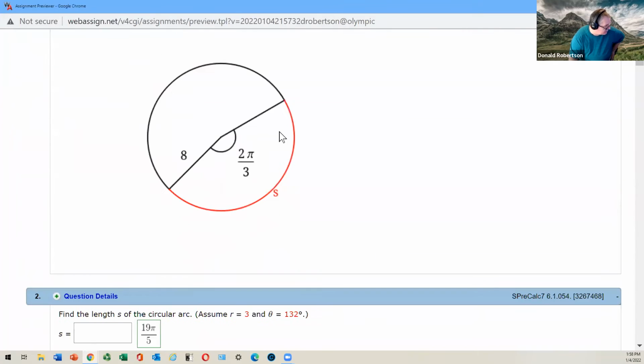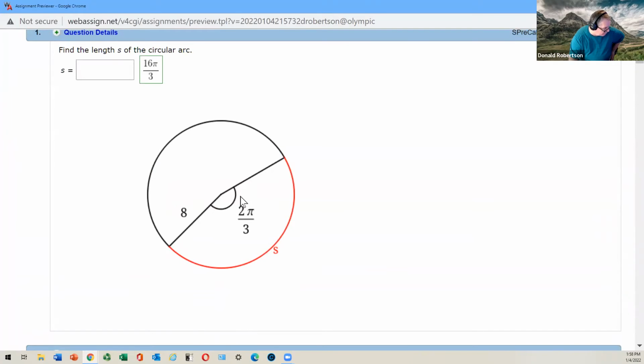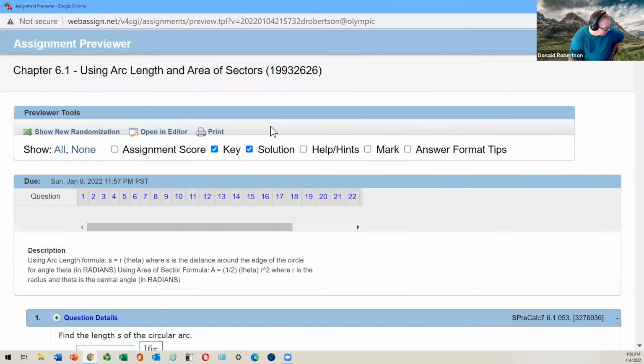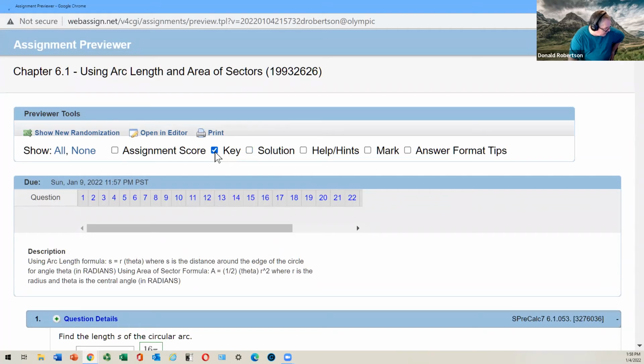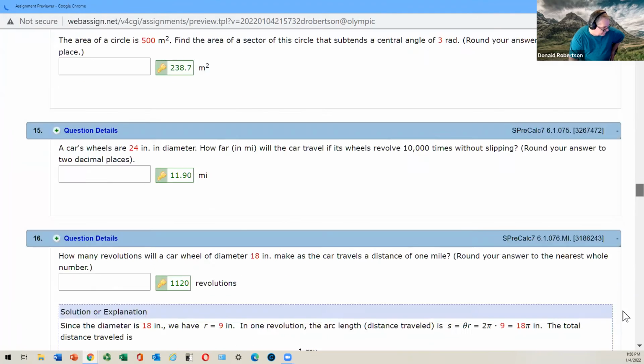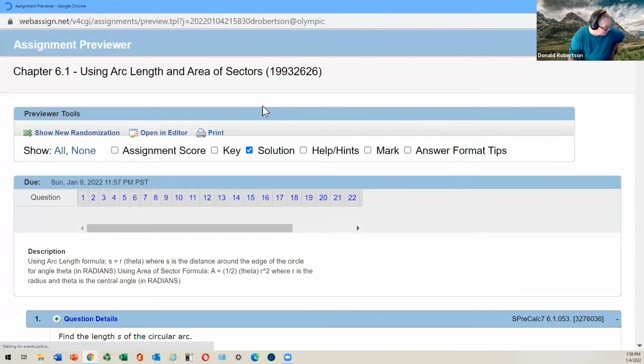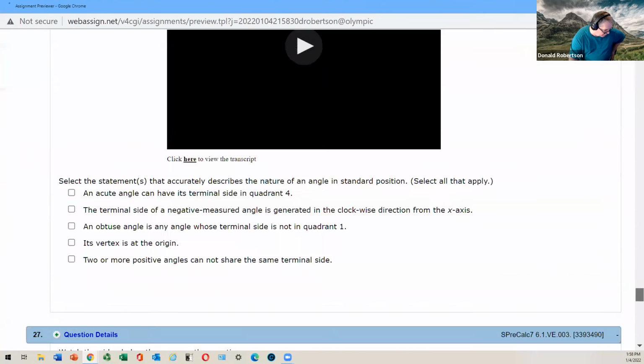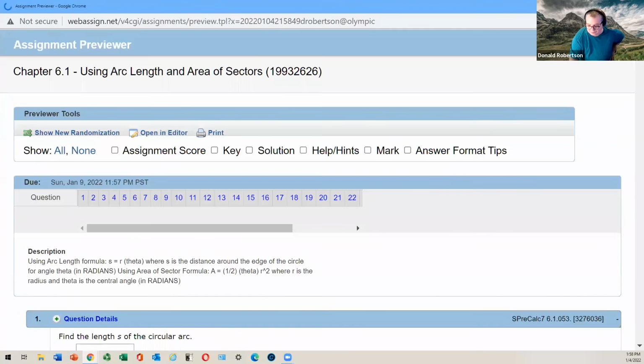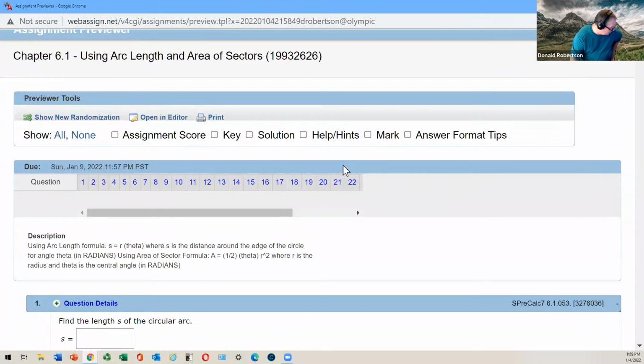Okay. Can you see this question? The angle is 2/3 pi and the radius is 8, and there you go. WeBWorK randomizes the numbers, so even although you can see the answers, there's a chance your question won't use the same numbers, so it'll be different. But it's just annoying to see the answer.